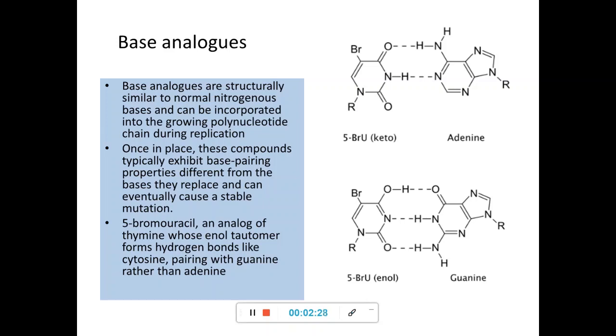In the case of 5-bromouracil, it is an analog of thymine, and in the keto form, it will base pair with adenine, but in the enol form, it will base pair with guanine rather than adenine. So, as we saw earlier in the previous sessions, when the wrong base pairing happens, that would result in mismatching as well as mutations in the DNA.